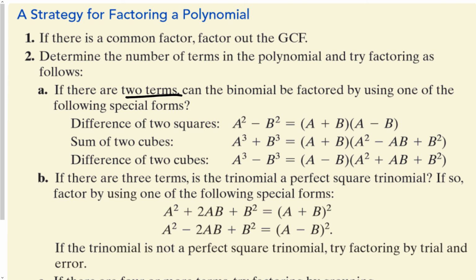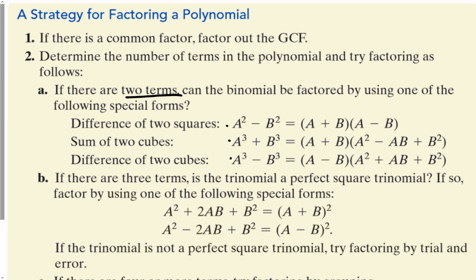If there are 2 terms, is it a difference of squares? Is it the sum or the difference of cubes? If it's one of these, then use that technique. If it's not one of these 3, you probably can't factor it anymore. Okay, so take out the GCF and then that's it.